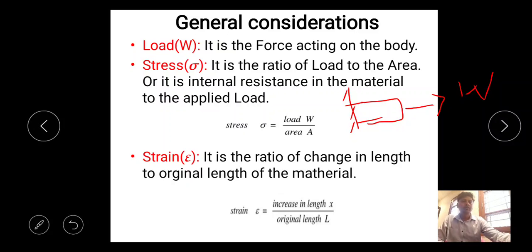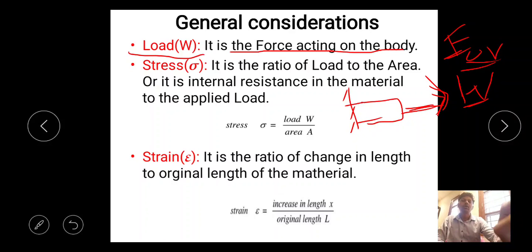Okay, so this force may be F, or it is load. The force acting on a body is called load. It can be given by F or W. Usually F or W will be given in the SI unit Newton. Force is given in Newton, mass is given in kg, and force or load will be given in Newton. Then we'll discuss.